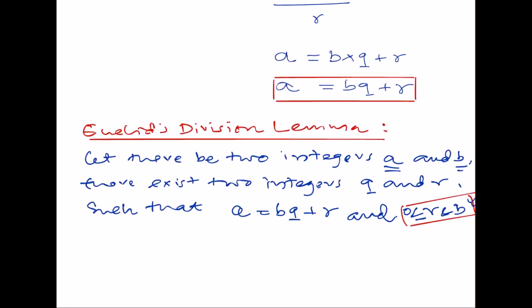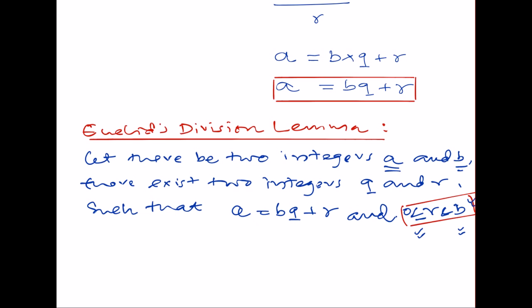So guys, this division lemma of Euclid can be written in the form of a statement this way. Let there be two integers a and b. There exist two more integers q and r such that a equals bq plus r, and r is either equal to 0 or greater than 0 but less than the divisor b. Guys, this will become clear when we solve the questions from exercise 1.1. Okay guys, so this is the division lemma.